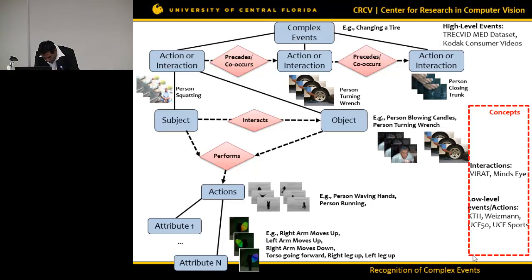Here we have an example of a changing-tire event where on the left you see an action such as person squatting, followed by person turning wrench, and then person closing trunk. If you can detect these concepts happening inside a video, whatever their order is, then you can predict, okay, this is a complex event because I have this evidence supporting what particular underlying event it denotes. So what we propose here is contributions at all these intermediate levels, beginning with the low level, and that's how we can improve the ultimate recognition accuracy.